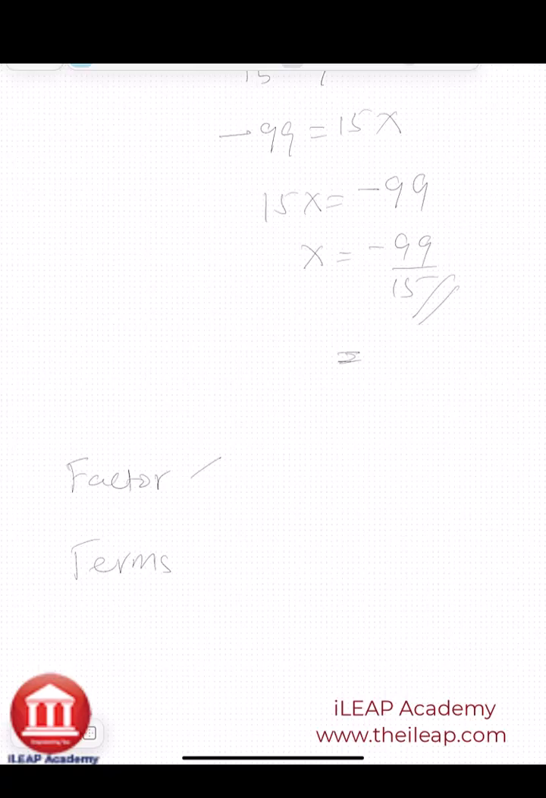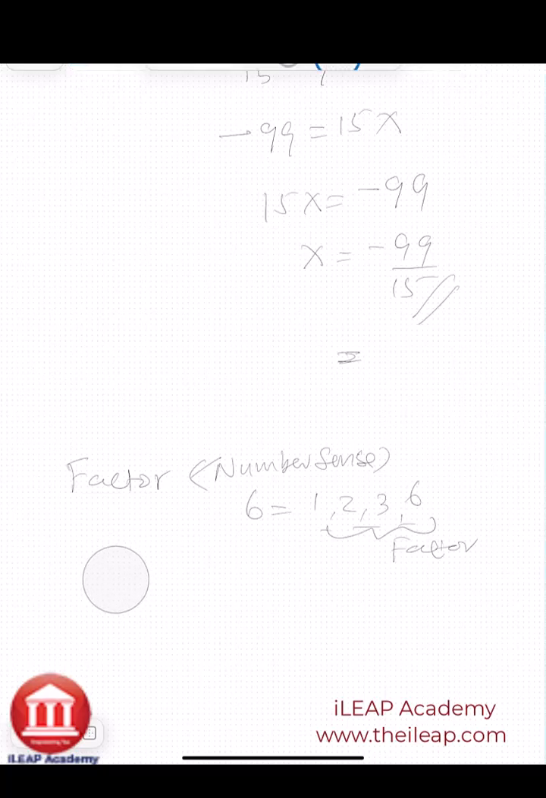Factor in arithmetic usually means a whole number that divides into another whole number. Say for an example, in number sense, what is a factor of 6? So 1, 6, 2, 3, they are all factors, right? The whole number that divides evenly into another whole number. So these are the factors of 6. Okay, so factors in this is a number sense term.